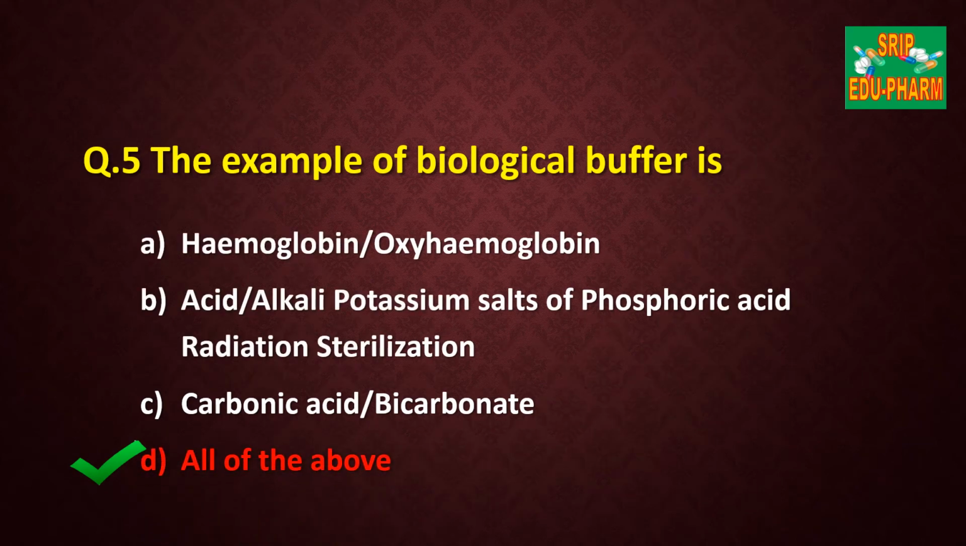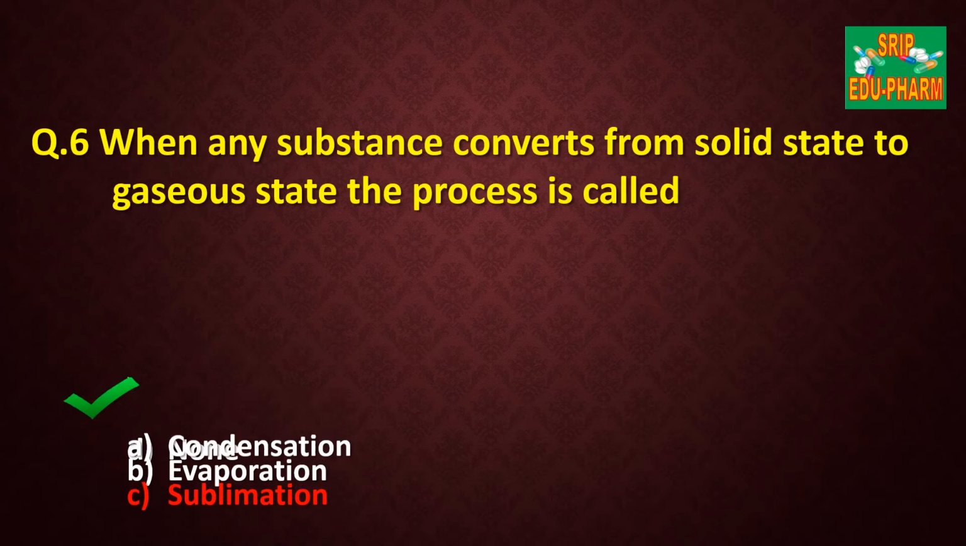Next question is, the example of biological buffer is. First of all, we should know what is buffer. Buffer means that the pH of that liquid doesn't alter by adding any acidic or alkaline medium. So here, all the examples that have been given are biological buffers. So the answer will be all of the above.